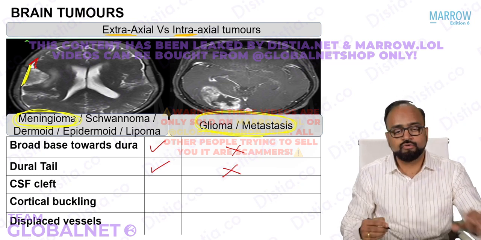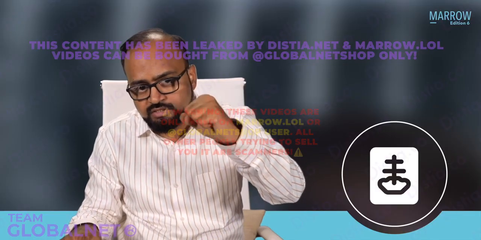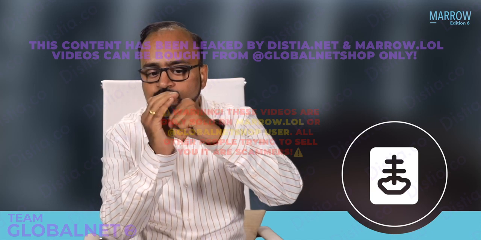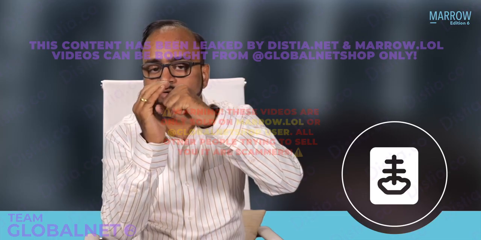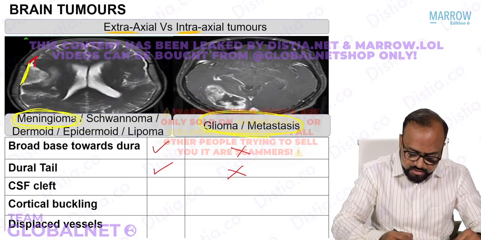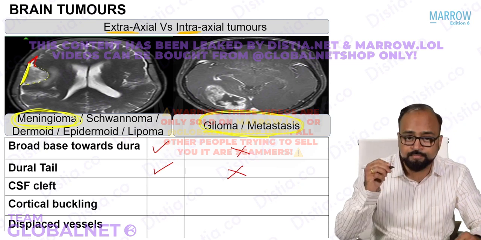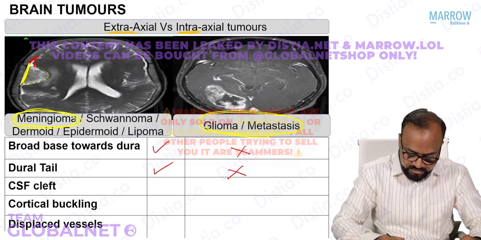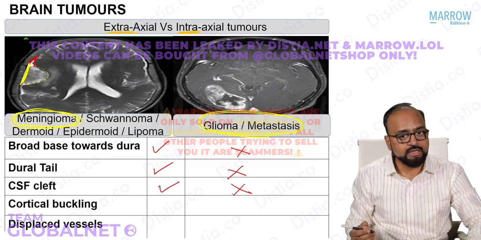CSF cleft: now watch carefully, because the tumor is outside, it will create a mass outside the brain. It will push the brain inwards, but in between the tumor and the brain, there will be a cleft of CSF. If you look at this particular image here, this hyperintense area is that thin cleft of CSF which is seen, and therefore a CSF cleft being seen is again a feature of extraaxial tumor. It is never seen in intraaxial tumors.